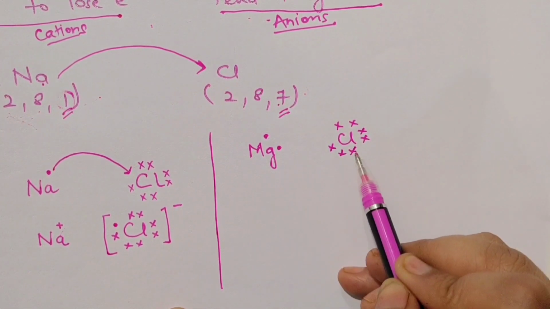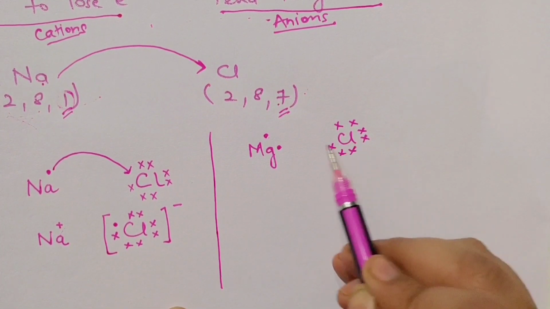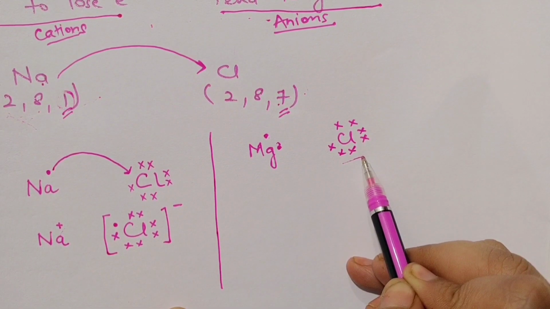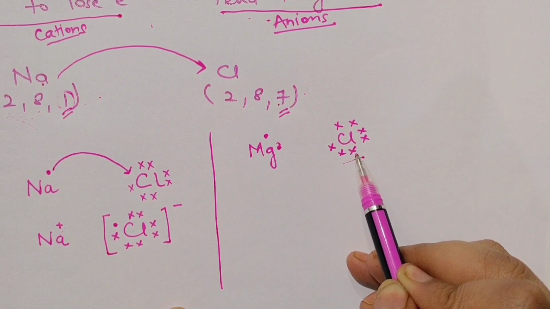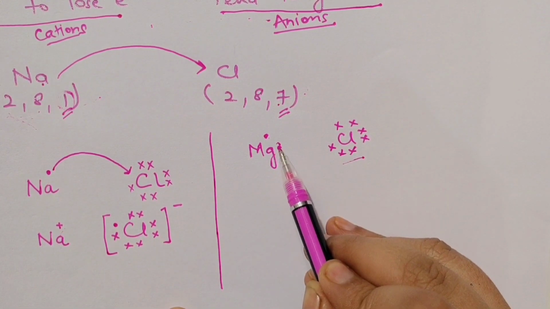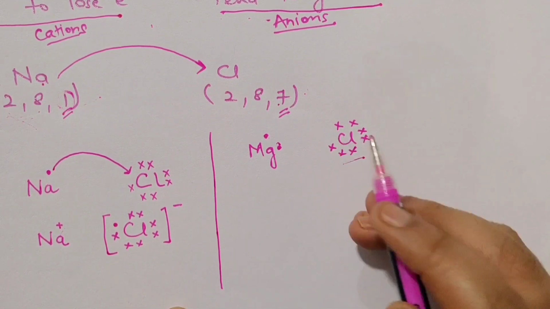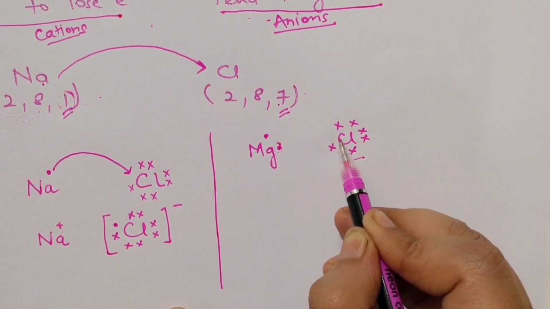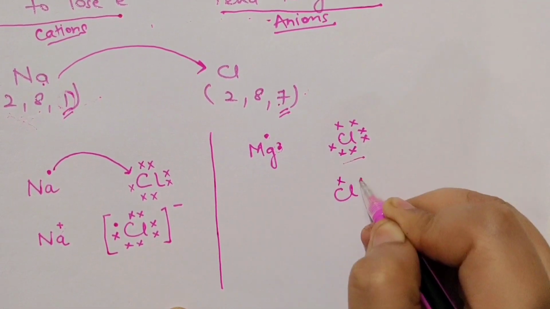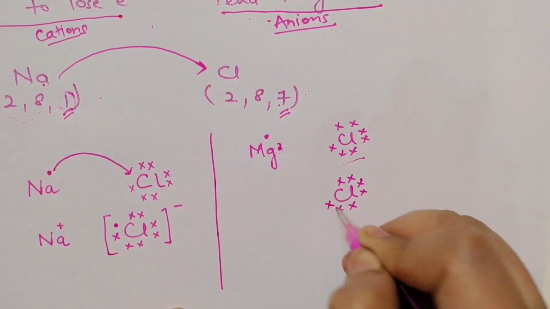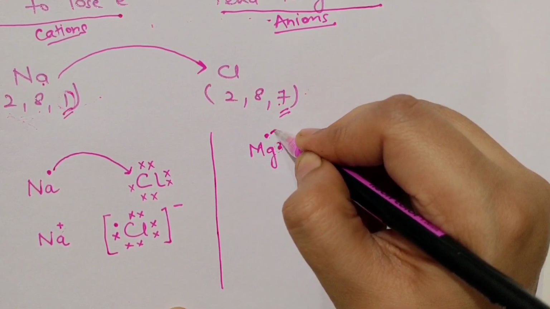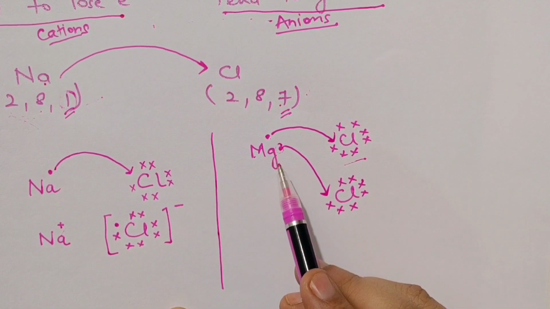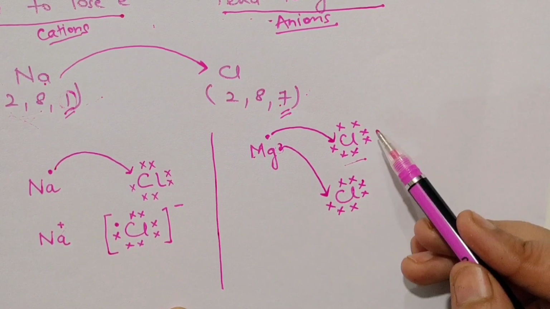Now, one atom of chlorine would be willing to accept just 1 electron from magnesium. It would not accept both because it needs only 8 electrons in its outermost shell. 7 it already has, it's short of just 1. So it would accept 1 electron from magnesium. Now, magnesium wants to lose both of its electrons. So 1 electron will go to this chlorine, and the other electron it will give to the other chlorine atom. So here, like this, the transaction happens. Magnesium loses both its electrons, but to 2 chlorine atoms.